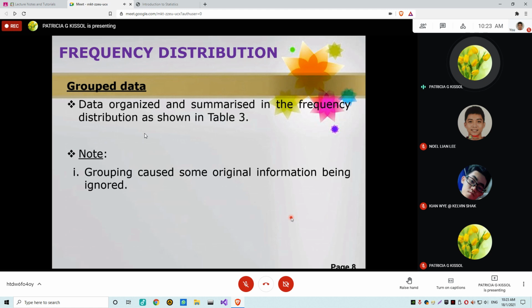What does it mean? It's because even though we know from 60 to 62 there are 3 students, we don't know whether all of them are 60, or all of them are 61, or all of them are 62. We don't know, isn't it? So that is what it meant here. Some original information is being ignored.